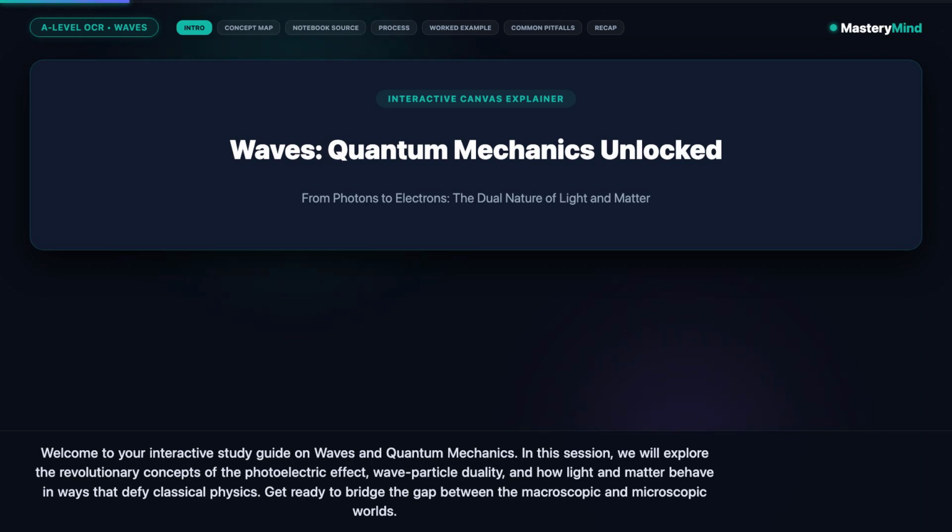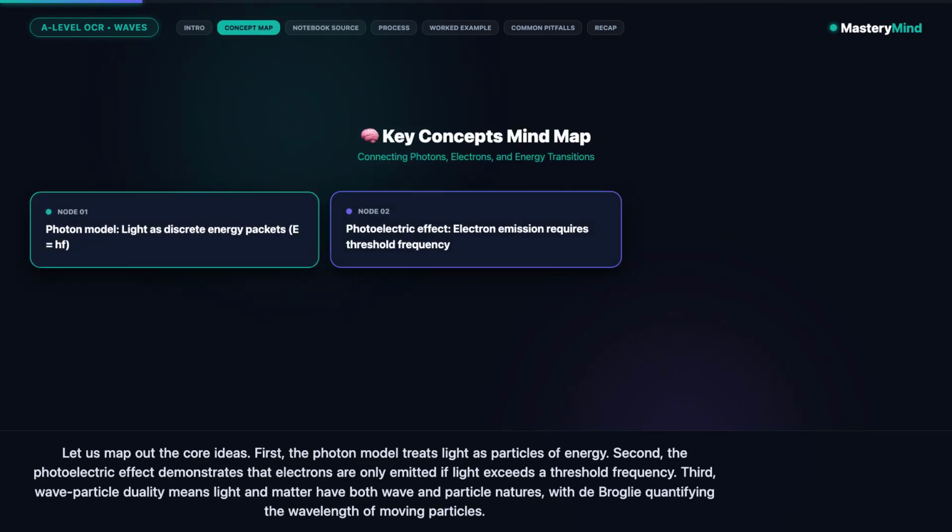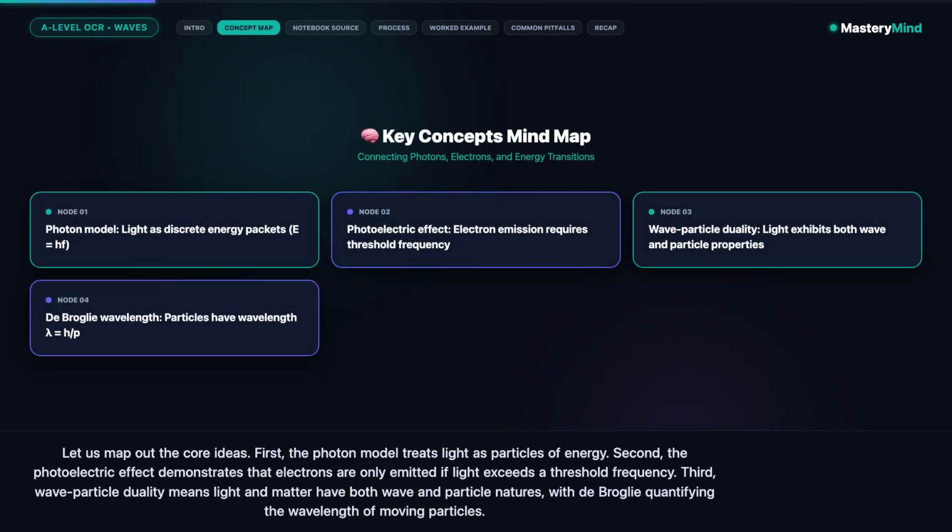Let us map out the core ideas. First, the photon model treats light as particles of energy. Second, the photoelectric effect demonstrates that electrons are only emitted if light exceeds a threshold frequency. Third, wave-particle duality means light and matter have both wave and particle natures, with de Broglie quantifying the wavelength of moving particles.